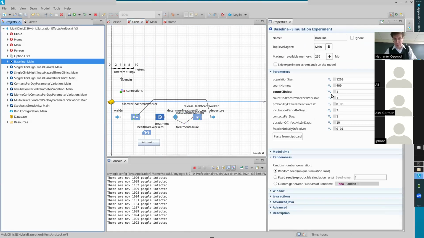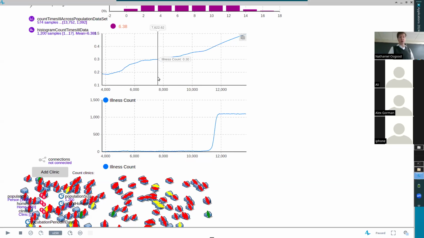The probability of treatment success is 95%, in which case they'll leave. They leave in either case, whether or not they're cured, but if they're not cured, they can spread the infection more. You remember this one, basically? Okay, so we're going to try to understand the behavior of this from a sensitivity analysis perspective.